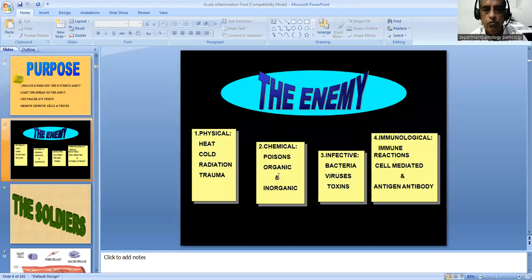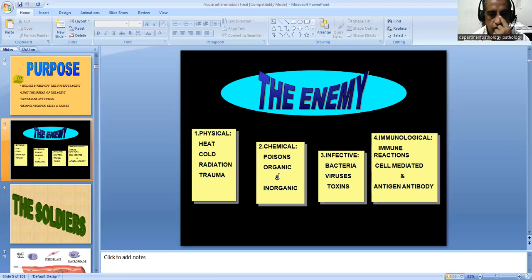So now let's take a look at the injurious agents that can elicit an inflammatory response. They have been divided into 4 groups for ease of study. Virtually anything can act as an injurious agent, varying from person to person. But these are the 4 broad groups that are important and are usually found at the base of any inflammatory response. First group is that of physical, second is chemicals, third is infective, and fourth is immunological.